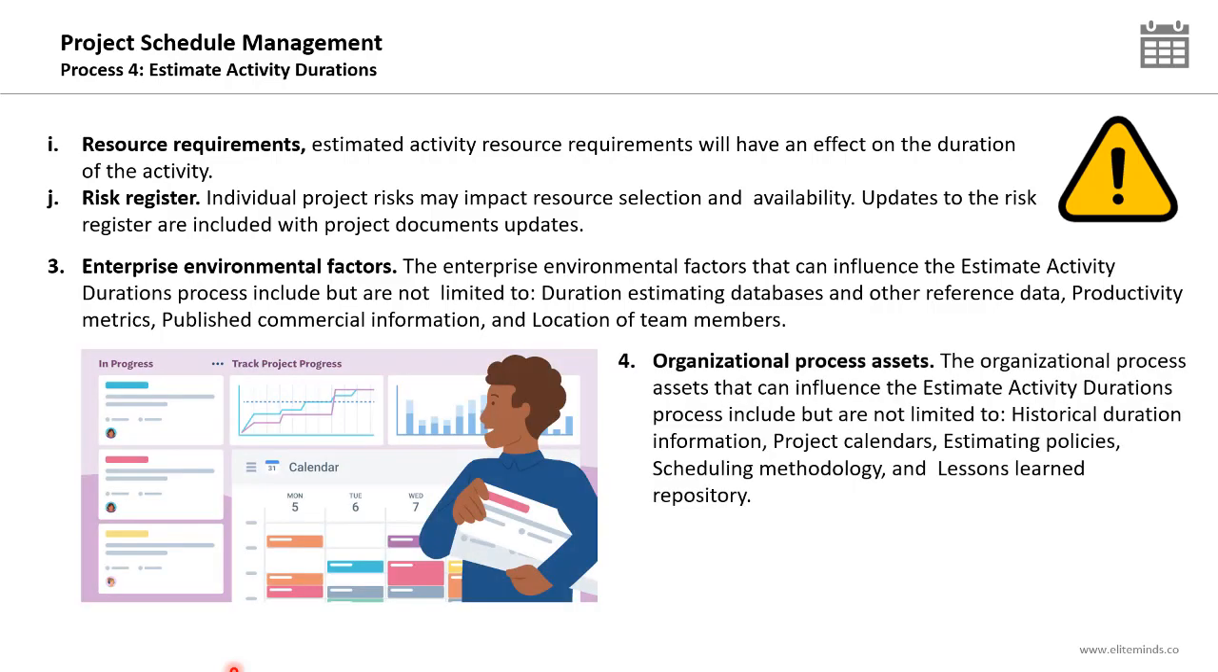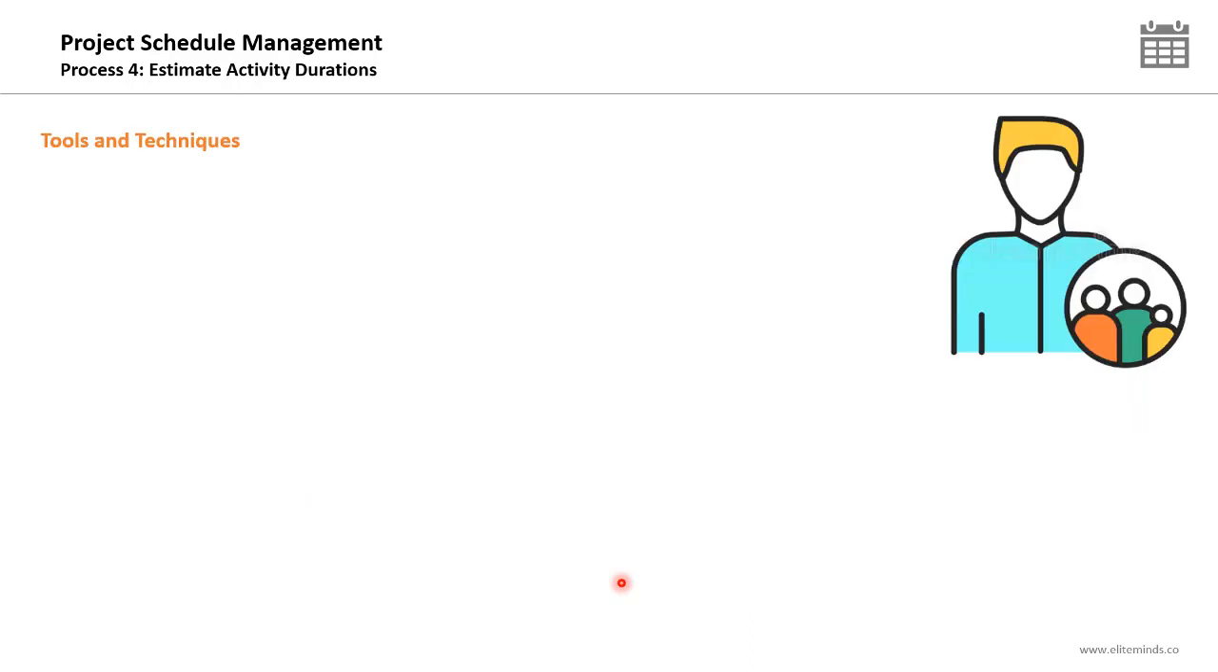And the last input will be the organizational process assets, and some of these assets include the historical duration information from previous similar projects, the project calendars, estimating policies of the organization, the scheduling methodology, and access to the lessons learned repository. All these are organizational process assets you can benefit from while estimating the activity durations.